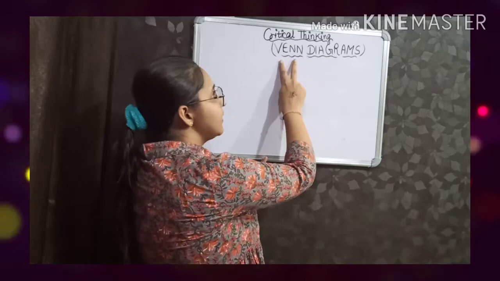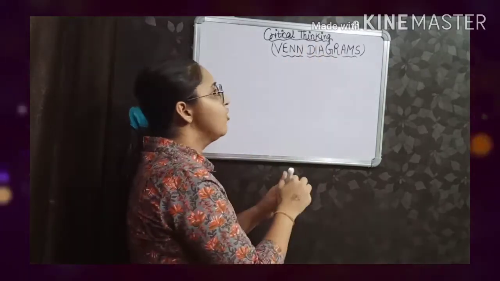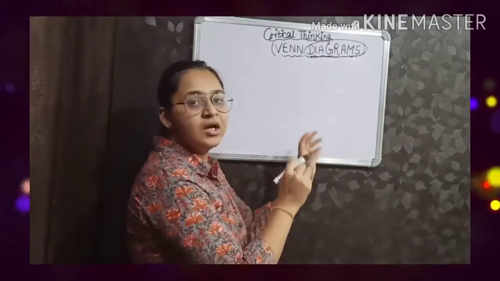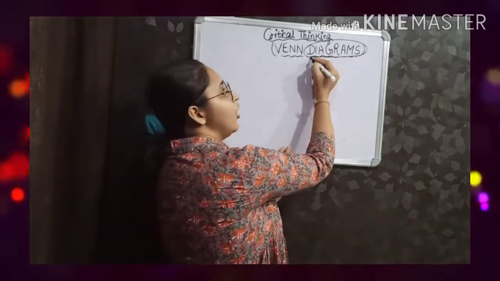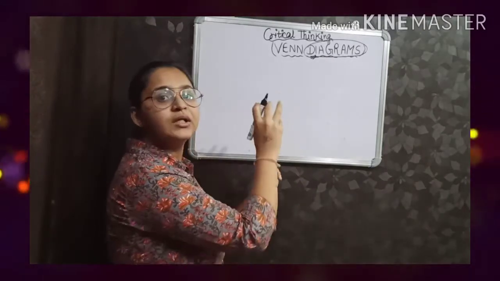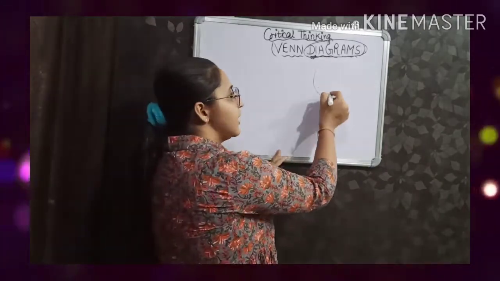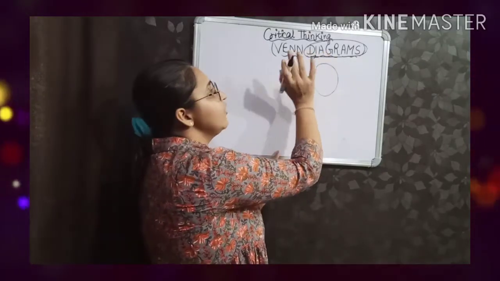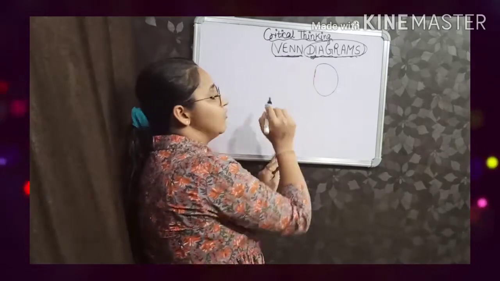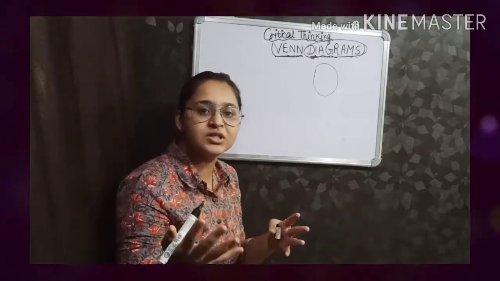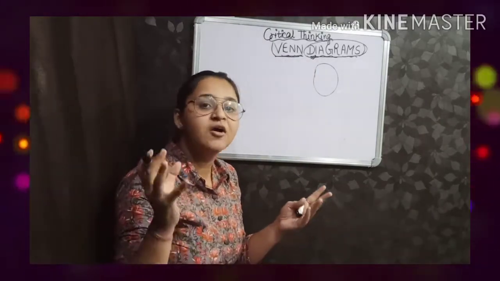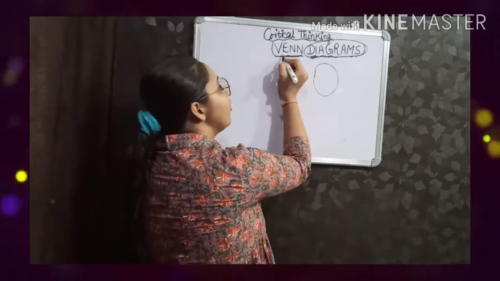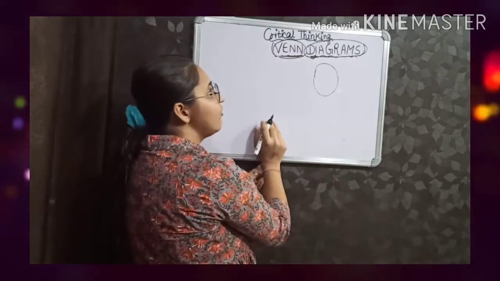The topic name is Venn diagrams. First of all, see diagrams. It means we will learn this topic with the help of diagrams. Usually the diagrams are circle-shaped. This is the normal, commonly used shape in Venn diagrams. There are different types of questions and relations which we can solve with the help of Venn diagrams.